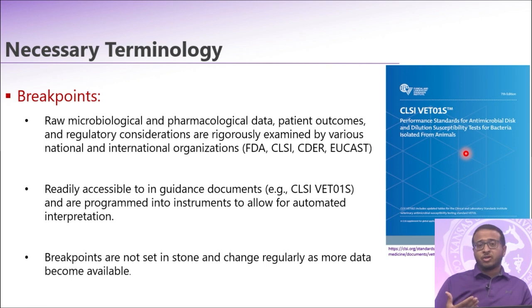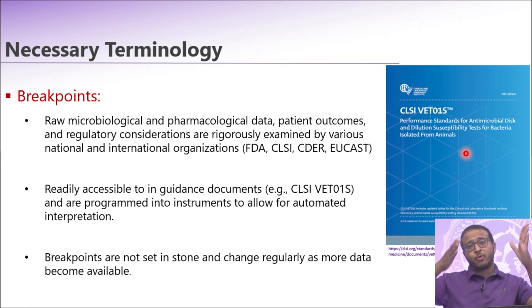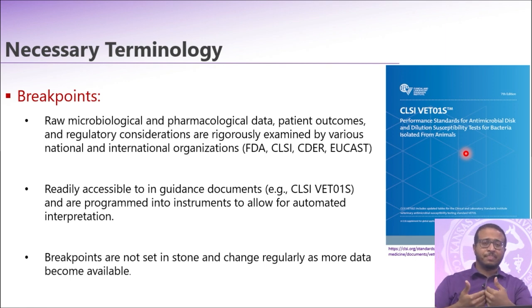And once these are published, they also make their way into software where they actually get programmed into our instruments to allow for automated interpretation. We know the breakpoints for susceptibility, for intermediate, for resistance, and then we get automated interpretation for that. However, it's very important here to point out that the breakpoints are not fixed values. They are always subject to review.